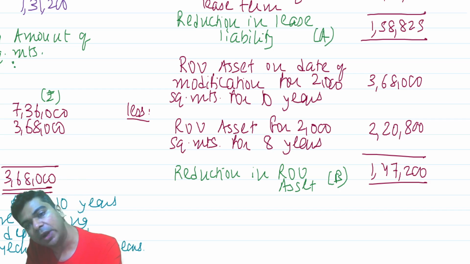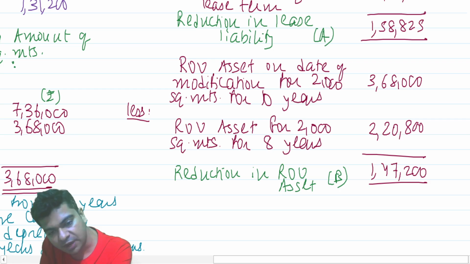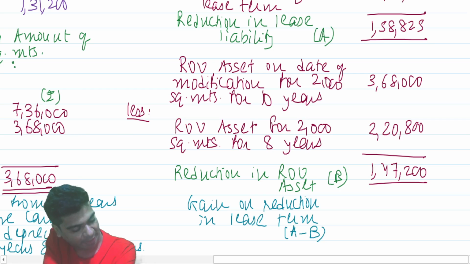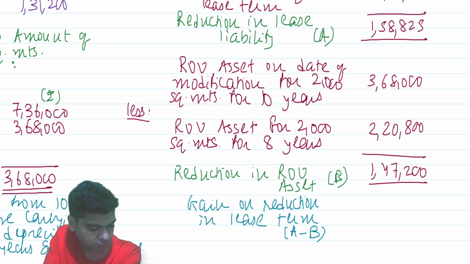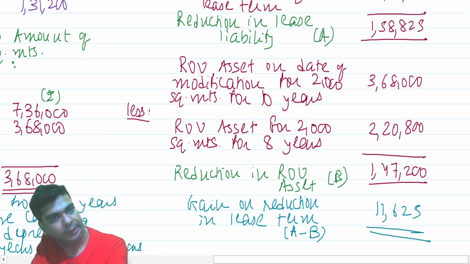Liability is reducing by 1,58,825 and ROU asset is reducing by 1,47,200. There is a higher reduction in the liability. So we are having gain. Gain on reduction in lease term. A minus B. It's turning out to be 11,625.